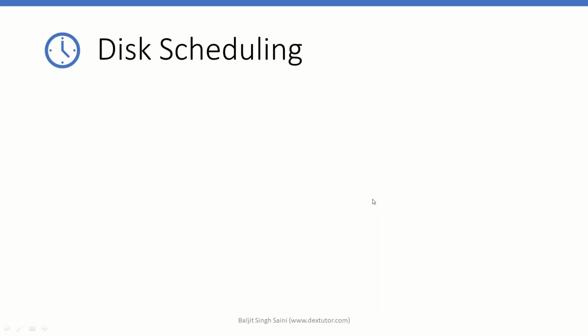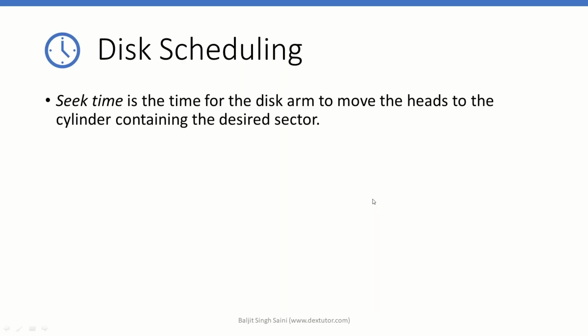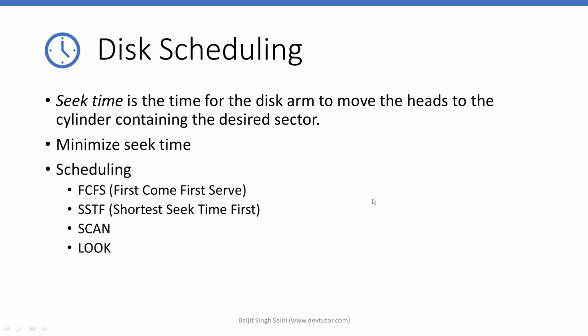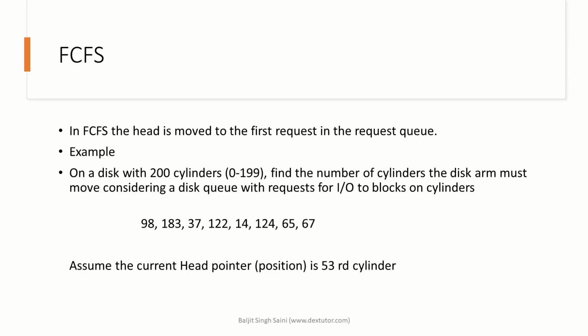What is disk scheduling? Seek time is the time for the disk arm to move the heads to a cylinder containing the desired sector. We have to minimize the seek time. Scheduling algorithms are of 4 types: FCFS, first come first serve, SSTF, shortest seek time first, SCAN and LOOK. First of all, we will see FCFS with the help of an example.